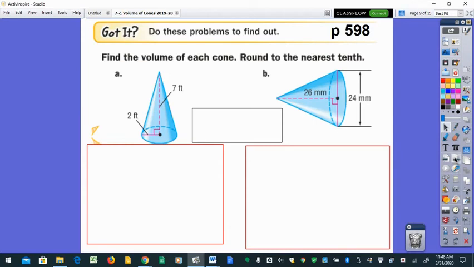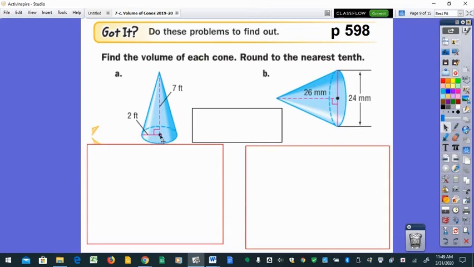We're going to just do 2 more examples, and then I think you'll be ready to give it a go on your own. So what I'd like you to do is to pause the video right now and try to find the volume of both of these cones. And in a second, we will come back and see how you did. Okay, everybody, let's take a look.